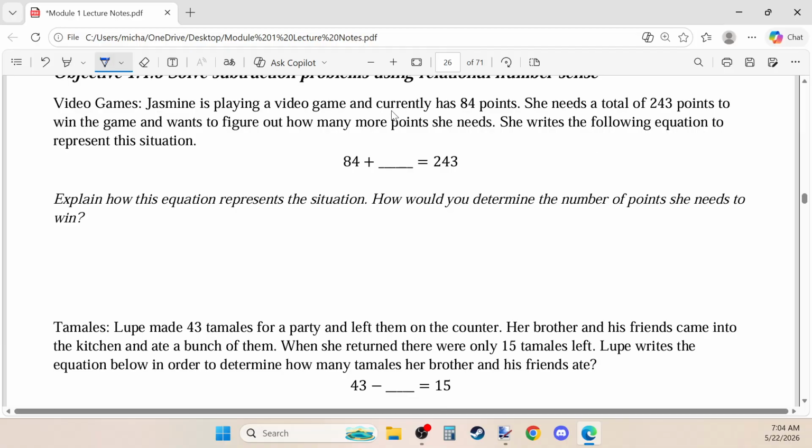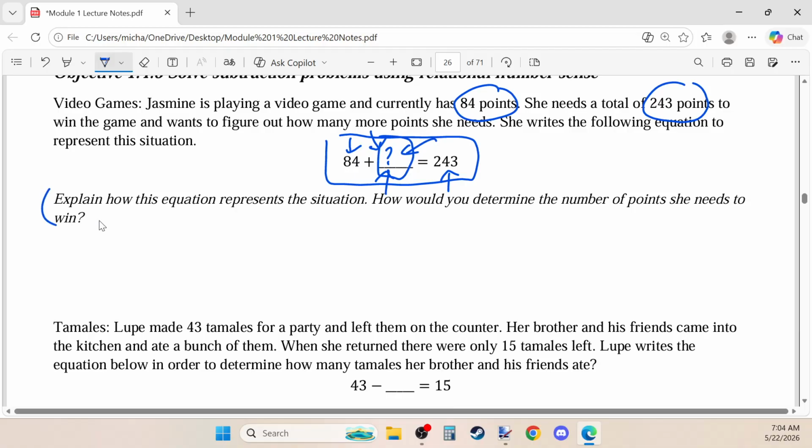Jasmine is playing a video game and currently has 84 points. She needs a total of 243 points to win the game and wants to figure out how many more points she needs. She writes the following equation. This is completely legitimate. If we figure out what goes in this blank, that's the answer that we're looking for.